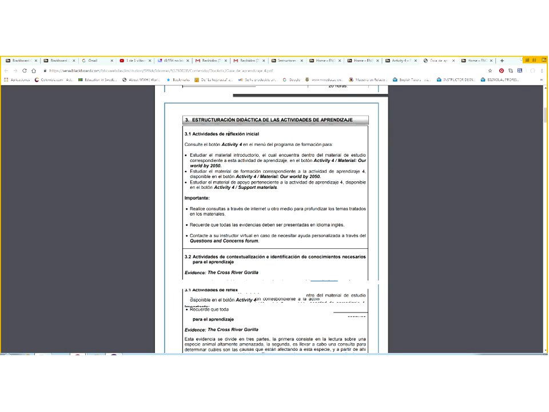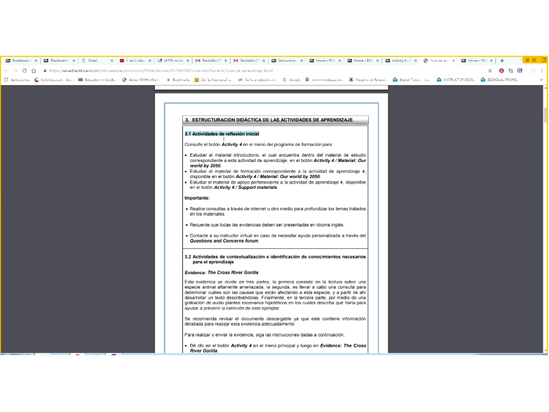The first activity is 3.1, estructura didáctica de las actividades de aprendizaje. 3.1, actividades de reflexión inicial. We have to read the material Our World by 2050 and read the support materials. So we have 2 documents to read. Today we're going to check only these documents. We have some important recommendations here, like go to the internet to have some extra information and extra material. All the evidences are in English, and if you have questions, you can use the questions and concerns forum over here. Good.